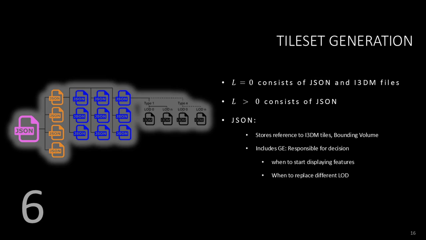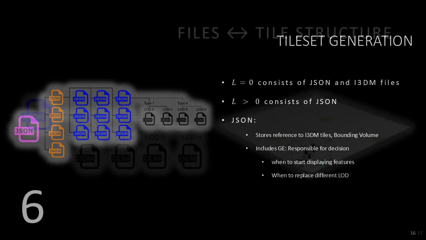The geometric error is mainly responsible for deciding when to start displaying features and when to replace a feature of a lower LOD with a feature of a higher LOD and vice versa.